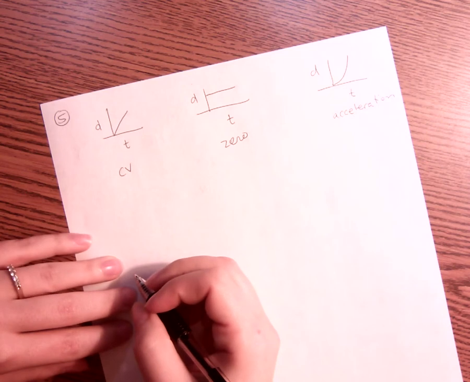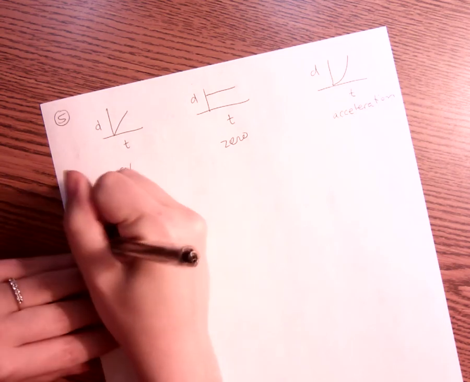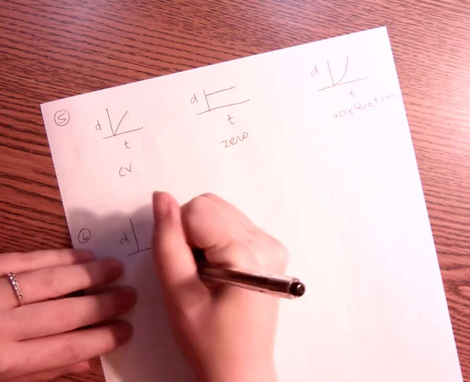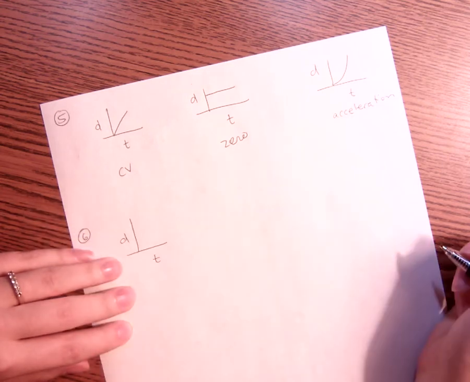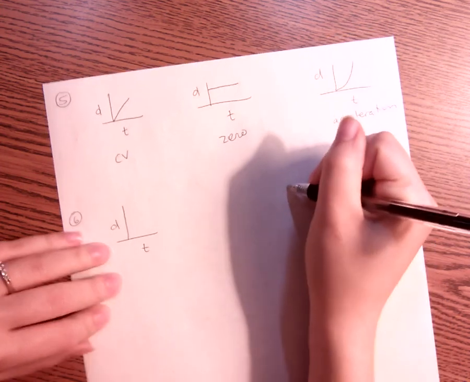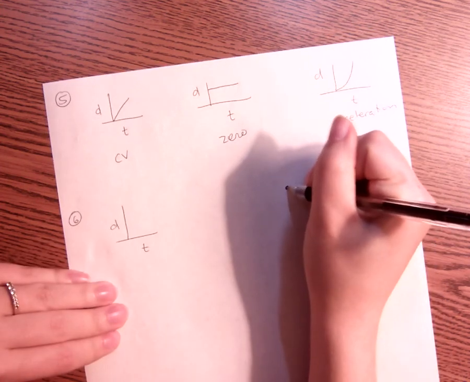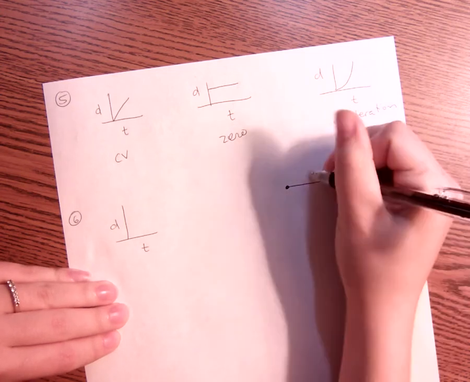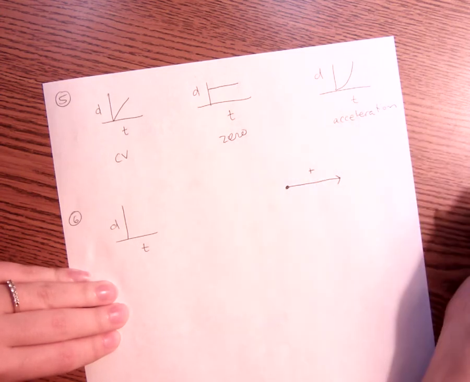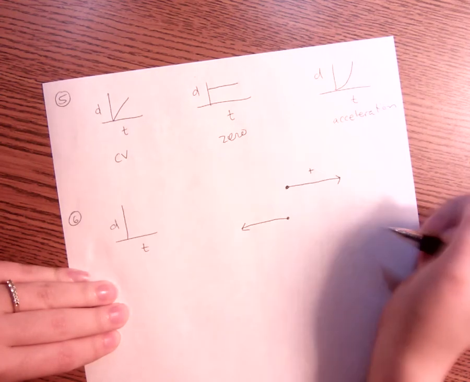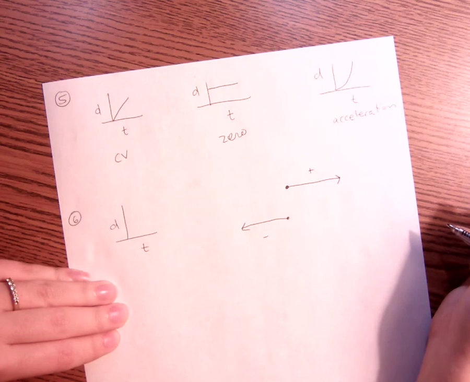Number 6. What would a d-t graph look like if the object was moving towards the left? All right, so we started out the semester, I don't know if you remember, we said that if you're moving to the right, that means you're moving in a positive direction. If you're moving to the left, what does that mean? You're moving in a negative direction.